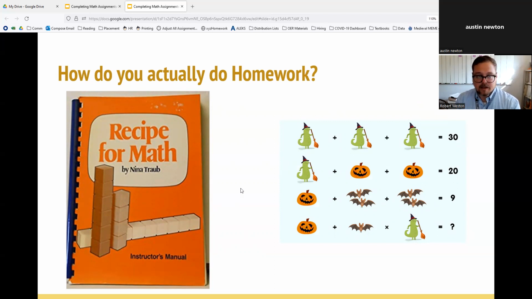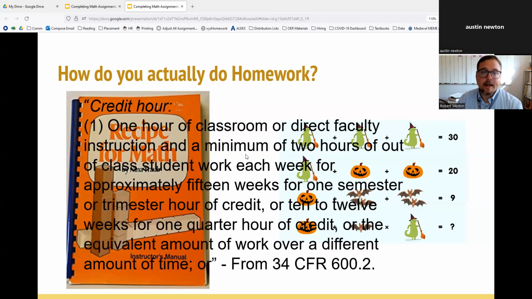I had flashed on here the definition of a credit hour. And if we're getting our homework done in less than an hour, we are probably not doing what we should be doing. We should probably rethink that a little bit and really think, what is this question asking me? And do I know what the solution is?